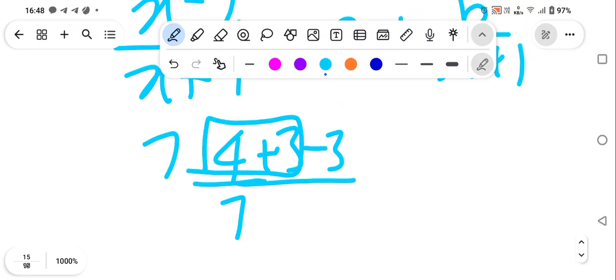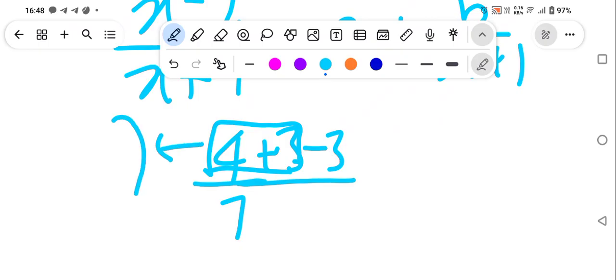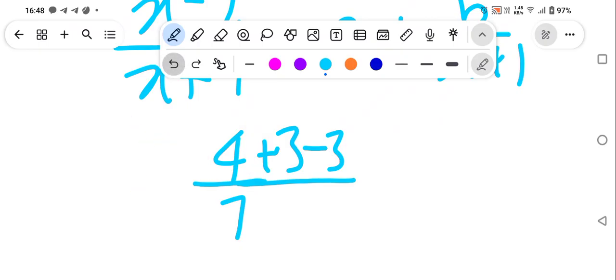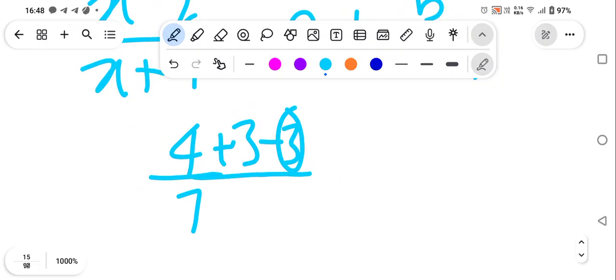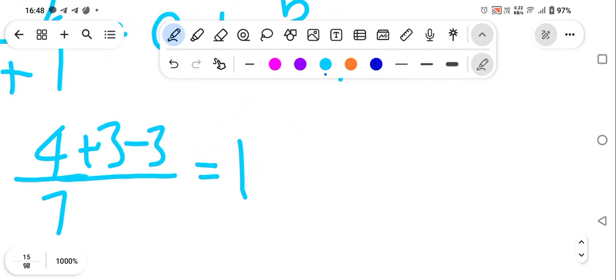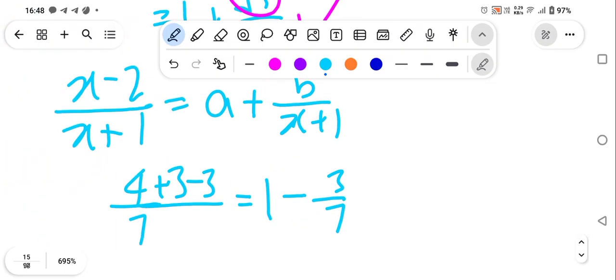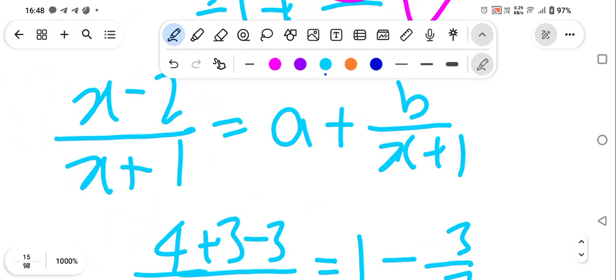4 plus 3 is 7. This will be 7. And this 3 will be the remainder. So very quickly, we know that we already have a 1, and it will be minus 3 over 7. And that's exactly what we're going to do here.